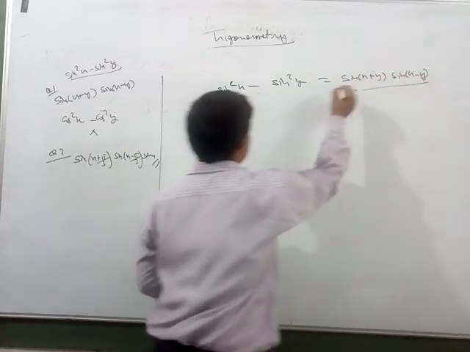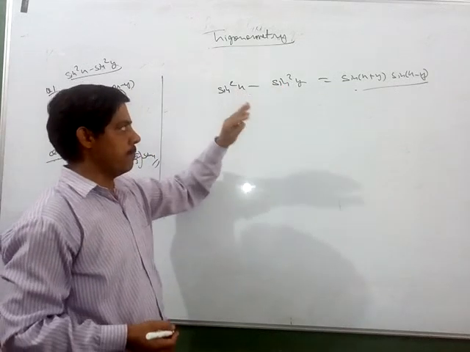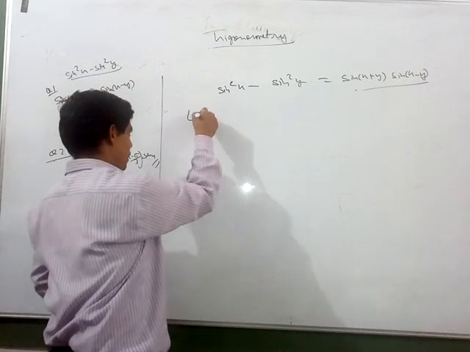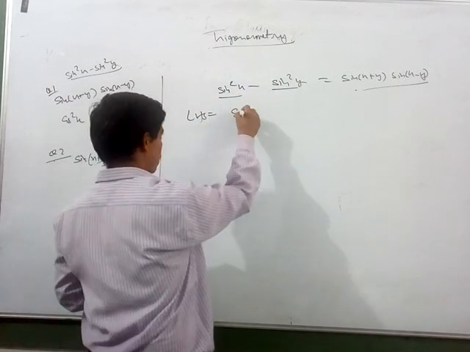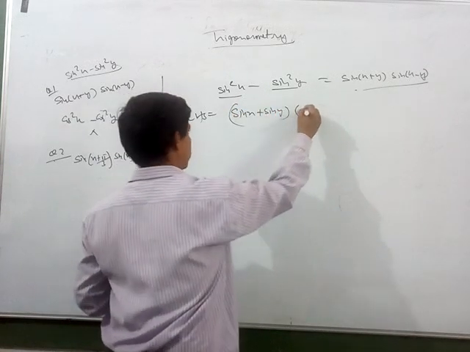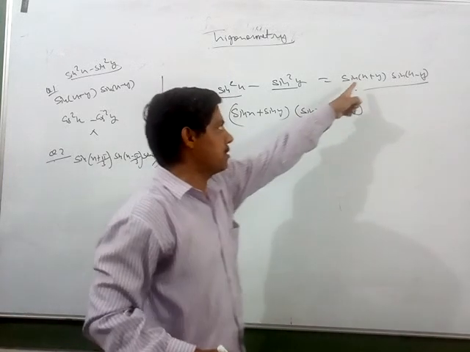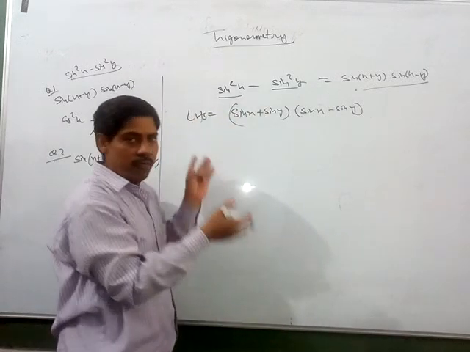Now, some of the students are directly writing a square minus b square is equal to (a plus b)(a minus b). But that concept is wrong here, because directly it is not. If you use a square minus b square, this will come out to sin x plus sin y and sin x minus sin y. This is not directly equal to this. You have to actually prove these two identities, so you have to solve further.